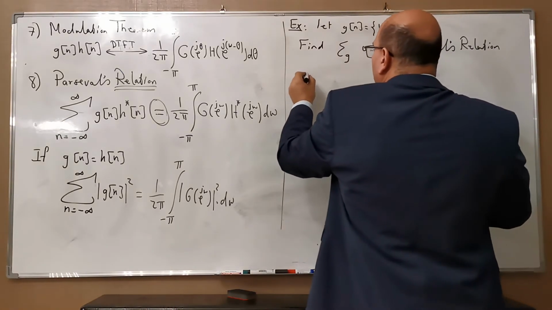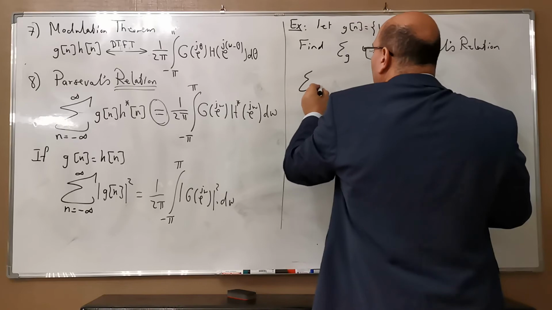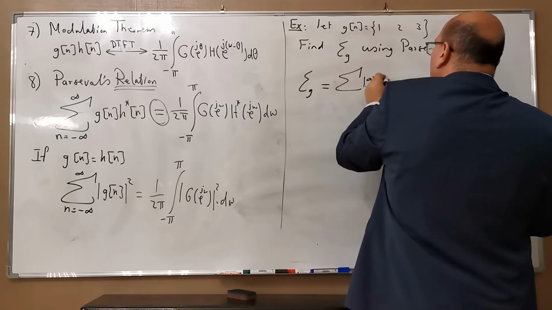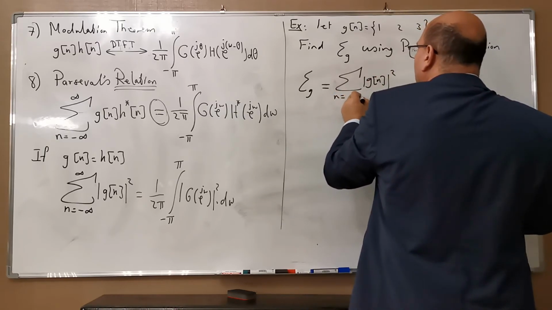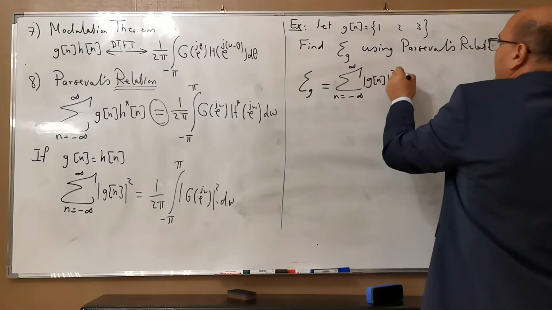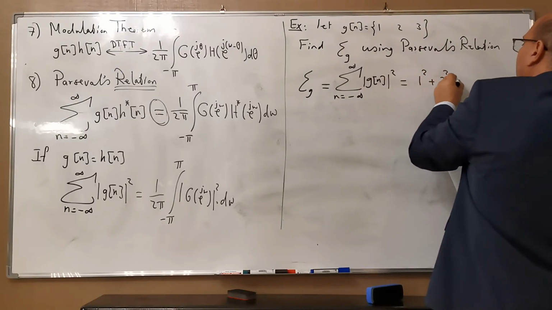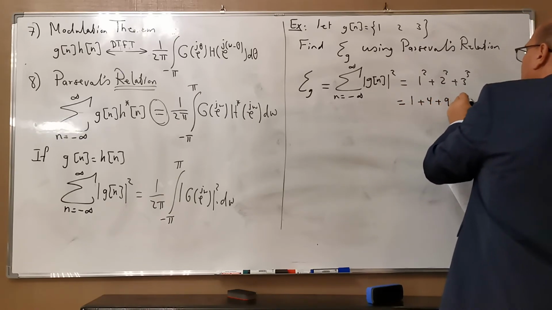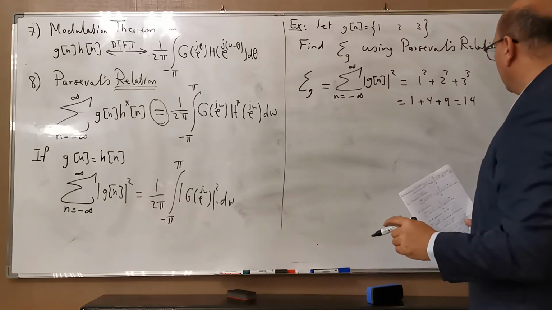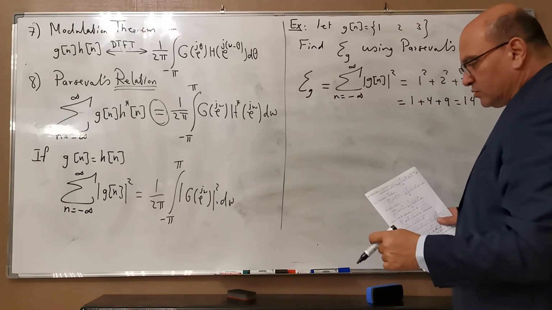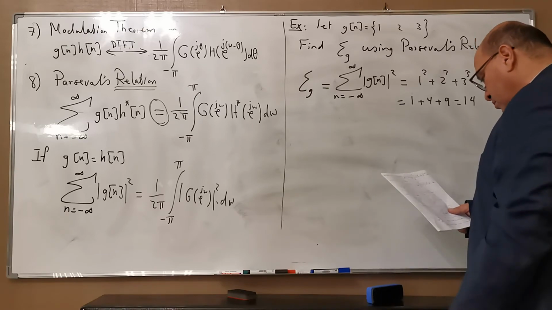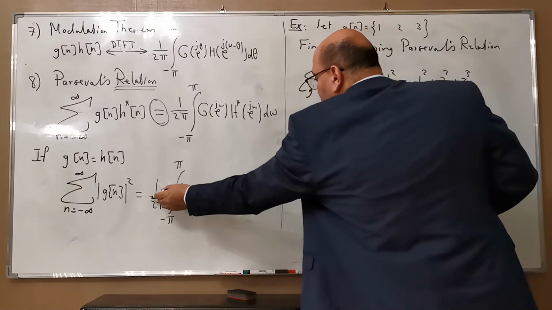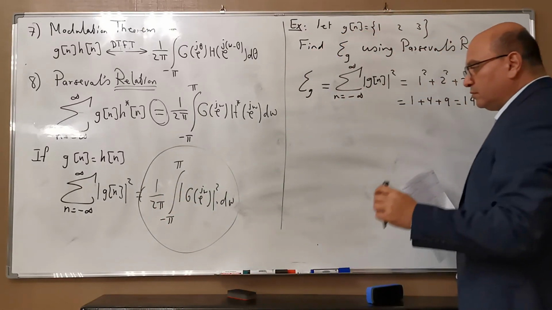Okay, first let's find E sub g, which is equal to the sum of g of n squared, from n equals minus infinity to infinity. But here we have only 3 elements, so this is 1 squared plus 2 squared plus 3 squared, which equals 1 plus 4 plus 9, which equals 14. 14 units of energy, microjoule, nanojoule, joules, we don't care. Okay, now I'm going to find it through the frequency domain.